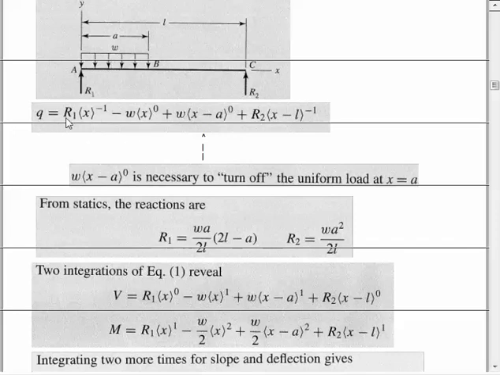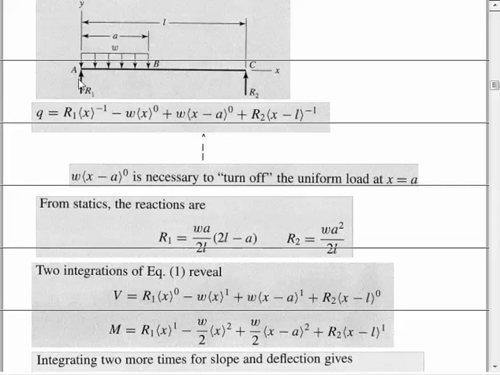We will have in the loading function an R1. Now, eventually, before we finish the problem, we really must fill in the statically determinate value of R1. It's okay to start it this way, but at some point we have to do this right here. That from statics, R1 is wa over 2L, 2L minus a, whatever the statics happen to be, we have to do that. We don't have a complete expression for the deflection.